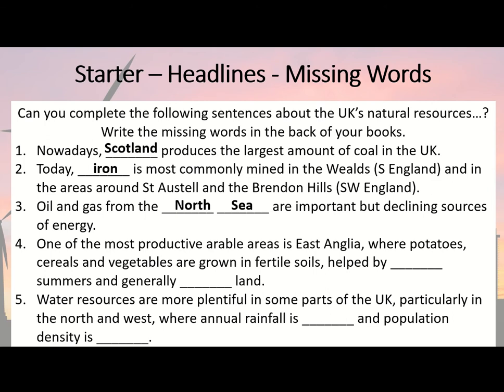One of the most productive arable areas is East Anglia, where potatoes, cereals and vegetables are grown in fertile soils, helped by warm summers and generally flat land. And water resources are more plentiful in some parts of the UK, particularly in the north and west, where annual rainfall is high and population density is low or lower.